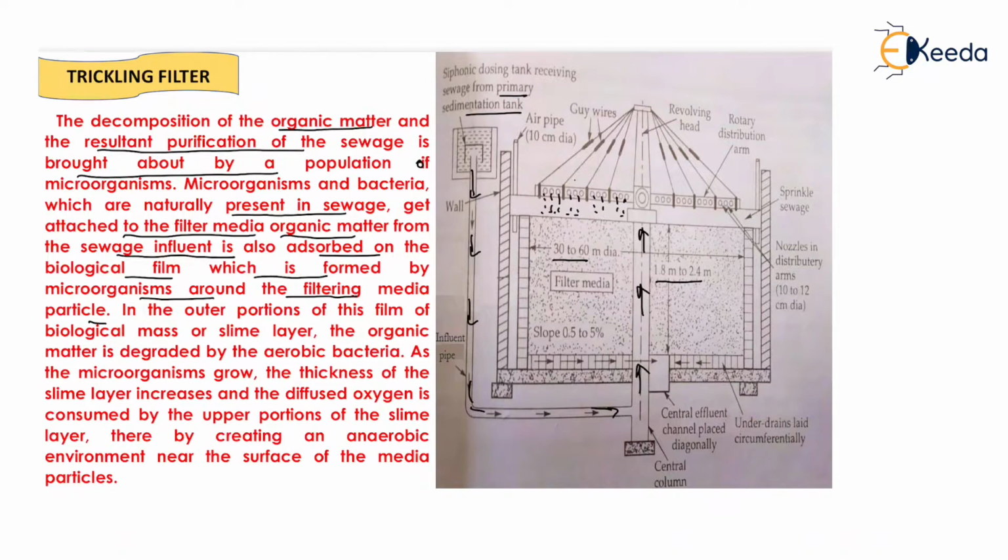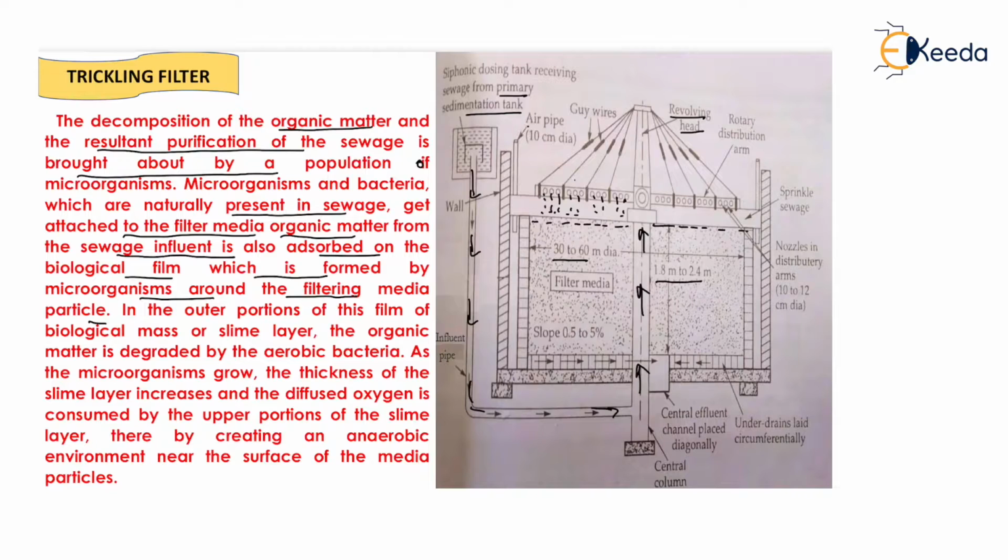Now these nozzles will be in rotating form and this will be done by the revolving head. Guide wire is generally provided to hold the nozzles so that it can be revolved in a particular manner over the sand filter. Water from the primary sedimentation tank comes into the central column, and from the central column it comes into the nozzle, and from the nozzle it will reach to the top of the sand filter like this.